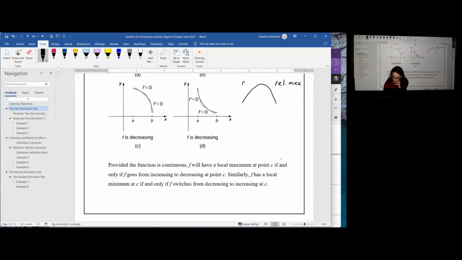That means that on the left side, the first derivative is positive, and on the right side, the first derivative is negative. Provided that it's continuous and differentiable, we know that we'll have a local max right there at point C. First derivative test also tells us that we'll have a local minimum if it switches from decreasing to increasing.